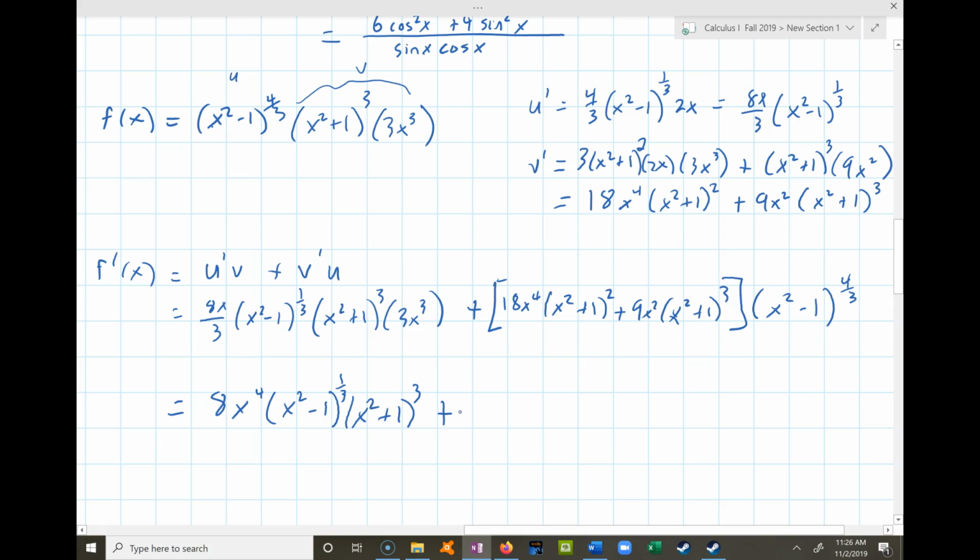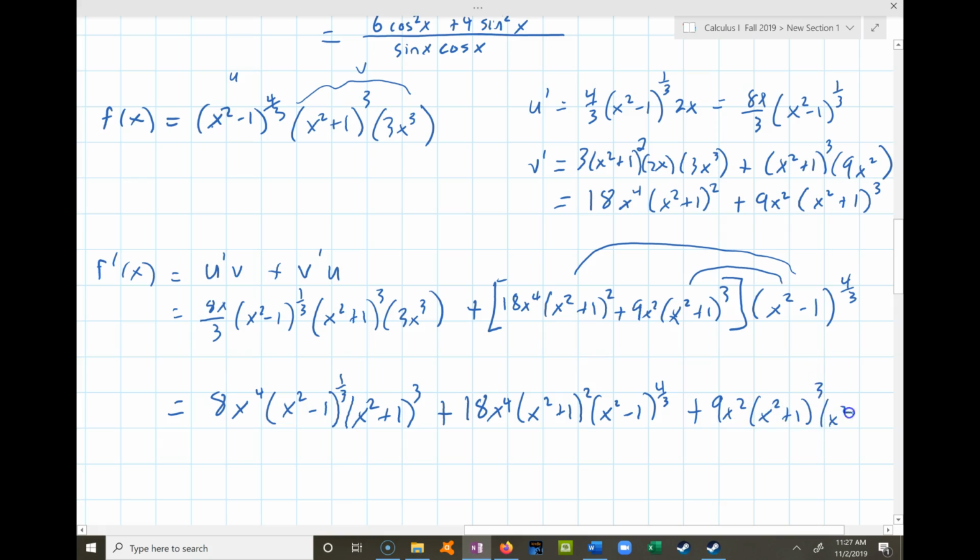My second term, I'm going to distribute this through there. So that would be 18x to the fourth times x squared plus 1 squared times x squared minus 1 to the 4/3 power. And my third term would be multiplying this times that. So that'd be 9x squared times x squared plus 1 to the third times x squared minus 1 to the 4/3. I think that takes care of everything.